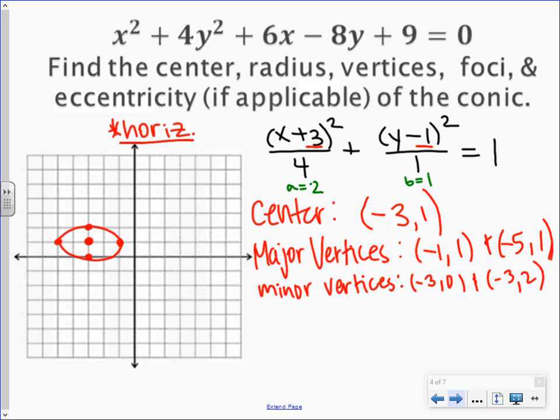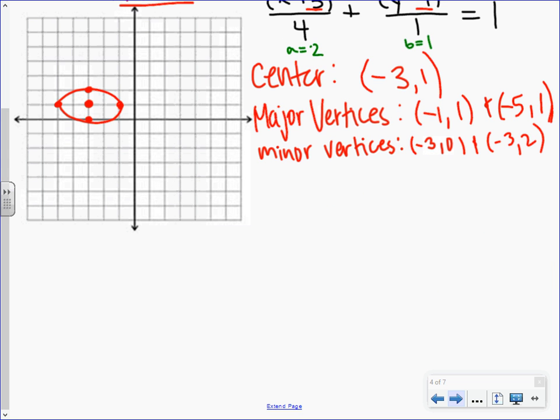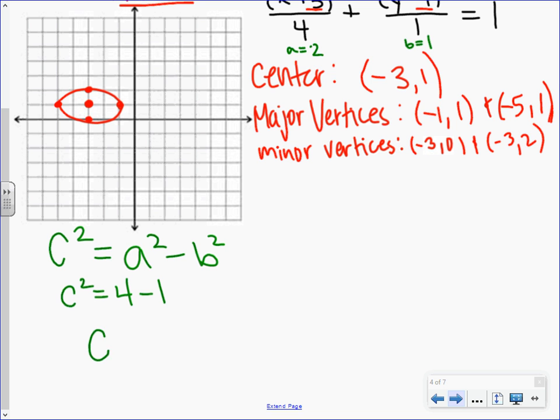Now, you wrote down a calculation for c, right? Robert, what was that? c squared equals a squared minus b squared. Okay. Well, we identified a squared to be 4 and b squared to be 1, which means c squared is 3. So c is radical 3.